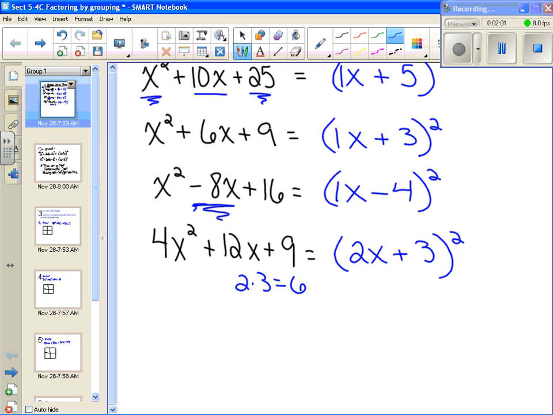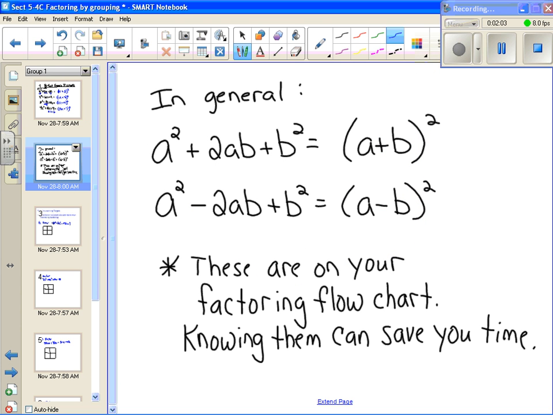So in general, for perfect square trinomials, this has to be the pattern. If the first term is a perfect square and the last term is a perfect square, and the center term has to be double the product of whatever the square roots of those are, then you would rewrite it like this. If this is a minus sign here, then this will be a minus sign here. And this is a formula. You'll find this formula on your factoring flowchart. And you can do all of these problems by using a box and a diamond, but it can save you time if you know how to do it that way.